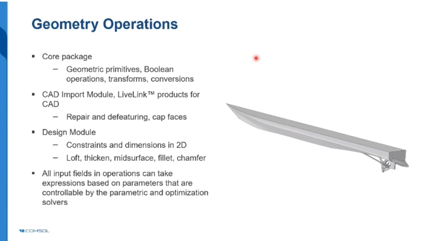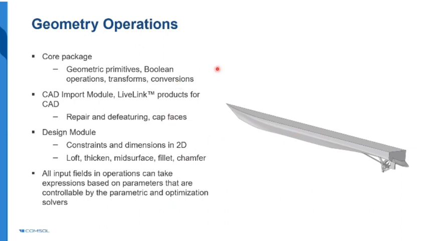If you have access to CAD import or the LiveLink for various CAD options, then you get access to various operations which are required for imported CADs, like repair or defeaturing operations, cap faces, etc. Additional operations are available if you have the Design Module license, wherein you can provide constraints and dimensions if you are working in a 2D modeling environment. With the Design Module, you also get some additional CAD building features, that is loft, thicken, mid surface, etc. We will look into these features shortly.